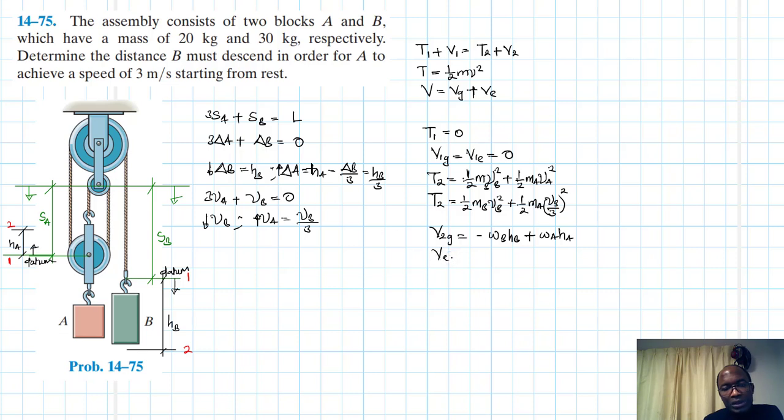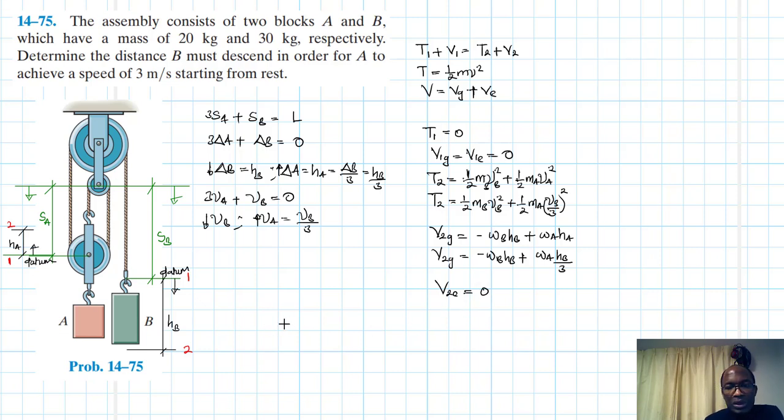So writing this so that we replace HA with B, this just becomes like so, plus WA HA, we said is just equal to HB divided by 3, right? What else? Then V2E is just equal to 0.